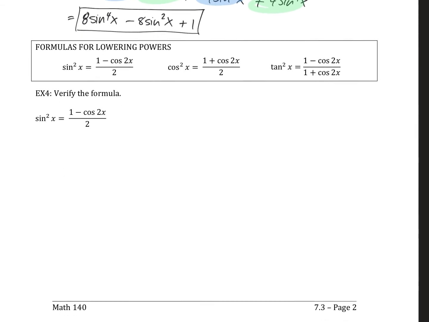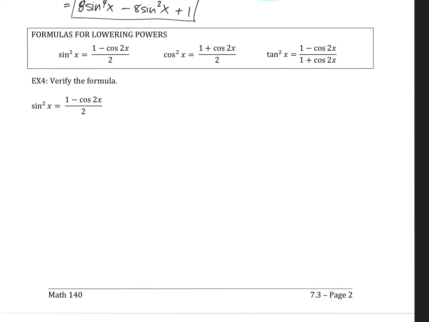Okay, so formulas for lowering powers. Now this is different than having a double angle. If you have sine squared, you can lower the powers, so you'll actually end up getting a double angle, but you won't have a higher power going on. Same for cosine, lower to a double, and tangent, lower to a double.